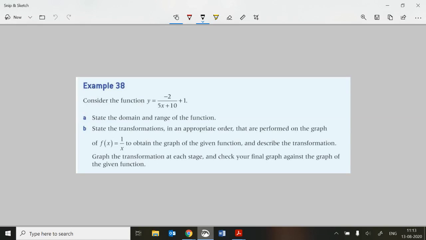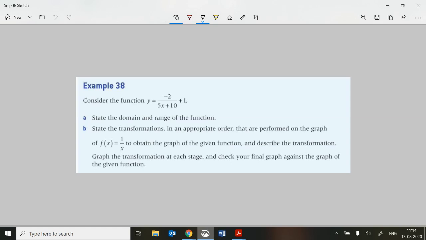Okay, well, let's have a look at the next question. We've got example 38 here, and it says, consider this function y is equal to minus 2 over 5x plus 10, and then plus the 1 on the end. And the first part of the question says, state the domain and range of the function.